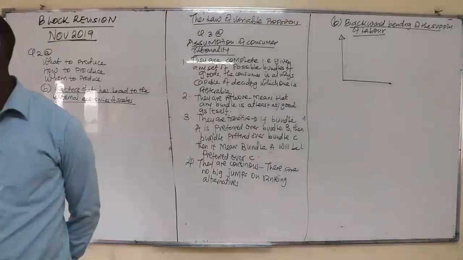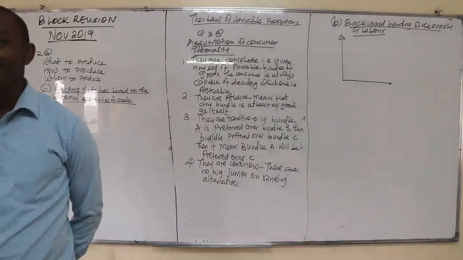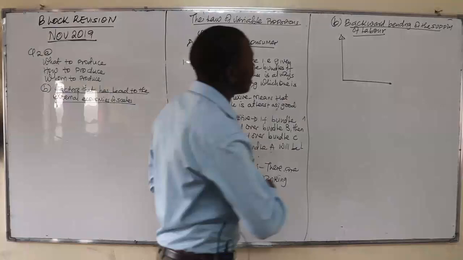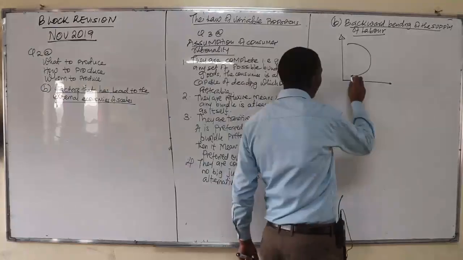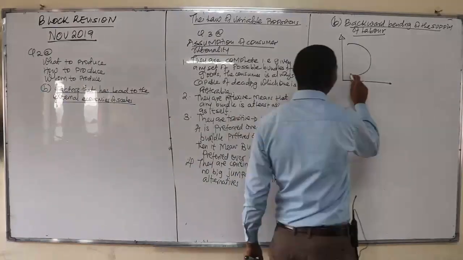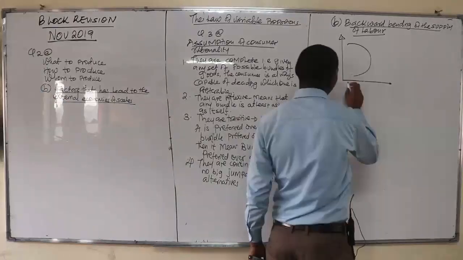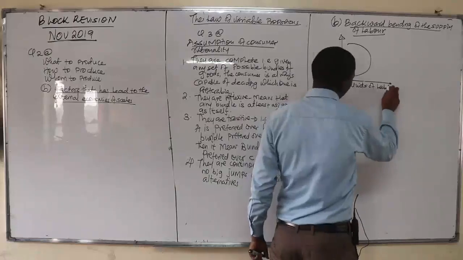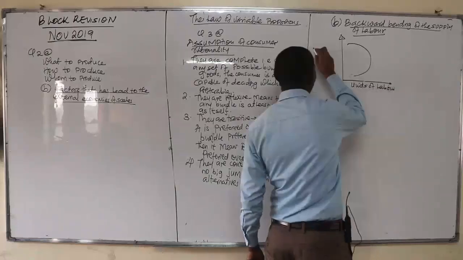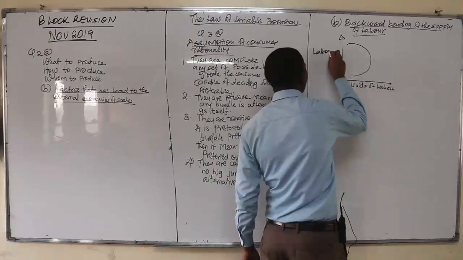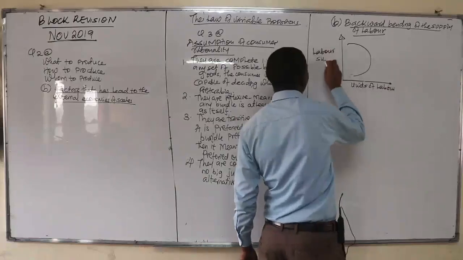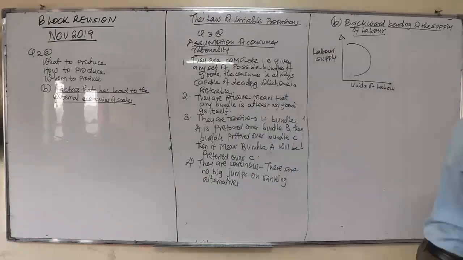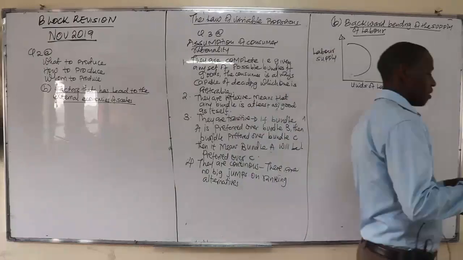Are we together? Now, in this case, this one is against that law. And that is where we have the backward bending supply of labor. So I have the units of labor, then I have the labor supply.